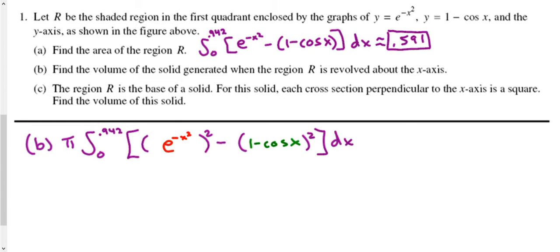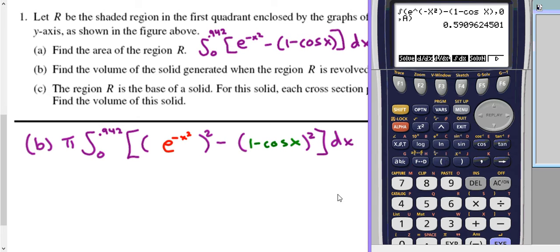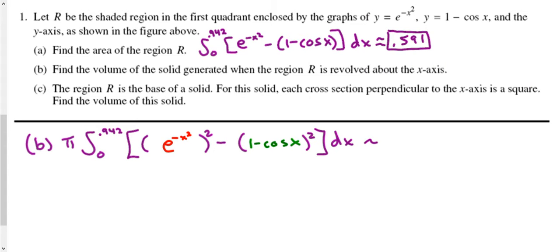Okay. So now it's just a matter of typing this in the calculator. I'm thinking I can just clear this, go back up here, come over here and put this e to the negative x squared in parentheses and square it, and do the same thing for the 1 minus cosine of x. Square that, and we get that the area is about 0.556 pi.